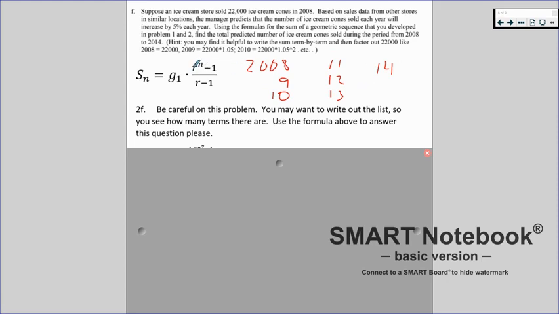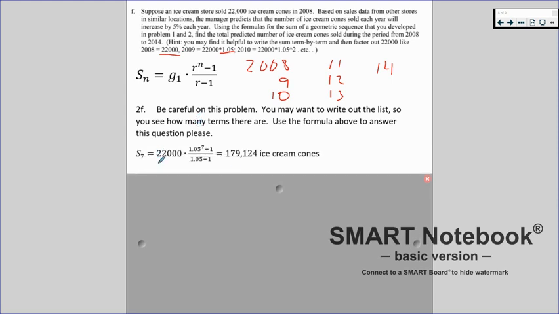And then what's that common multiplier? What's that multiplier each time? Well, it's increasing by 5%, so we're going to multiply by 1.05. So there's going to be our r number. And then g sub 1 is how many there were that first year. So that's going to be 22,000. So I plug those into the formula. First term, r to the how many terms there are, minus 1, over r minus 1. Again, make sure that we put parentheses around that and around that and around that.